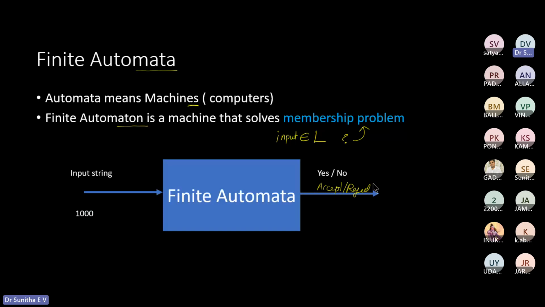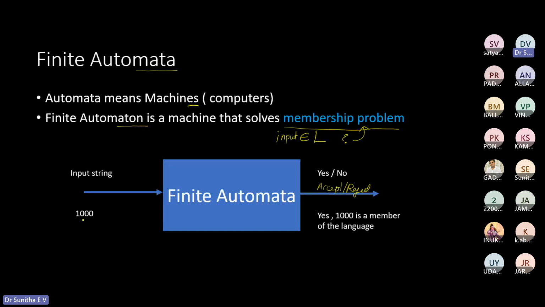Okay, so suppose the input is 1000. It's a binary string. If it is a member of the language, the automata will accept it, or the output will be yes. So 1000 is a member of the language. And if it is not a member, the machine will reject. So it is basically solving a membership problem.